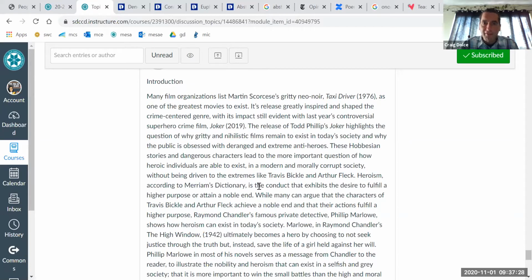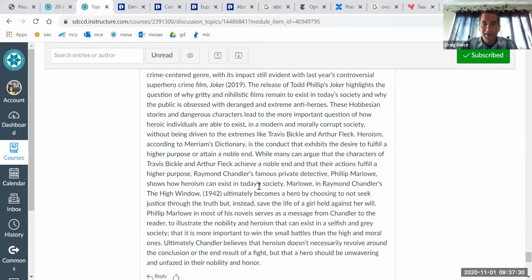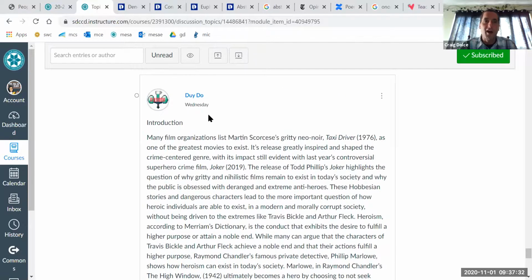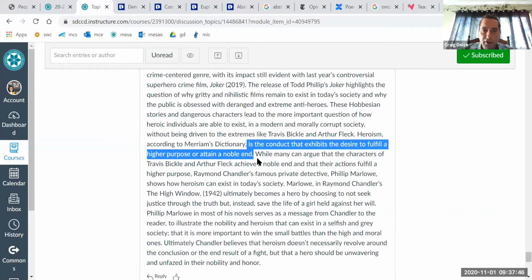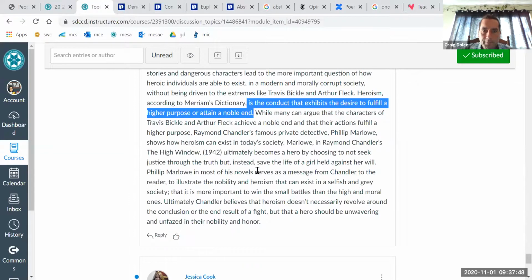Ooh, Taxi Driver and Joker, Hobbesian stories. Oh, this is great. And remember, I like to call people by the acronym of their names. Great job, DD. This is a really well-developed paragraph, right? Now make sure you put the dictionary definition in quotes inside it. The High Window is going to be in italics because it's a book title. So again, a couple of format things.